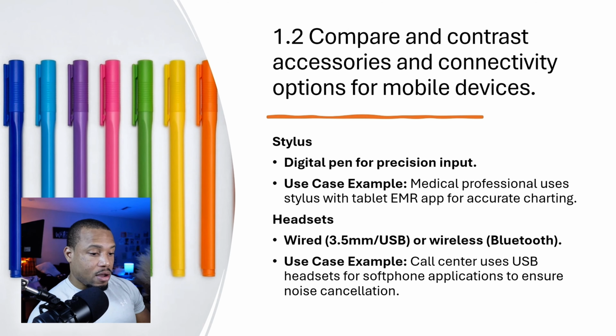Another important set of mobile accessories are stylus and headsets. A stylus is essentially a digital pen used for precision input, which is especially helpful in professional settings like healthcare. Headsets are another common accessory and can be either wired, via USB connections, or wireless via Bluetooth.